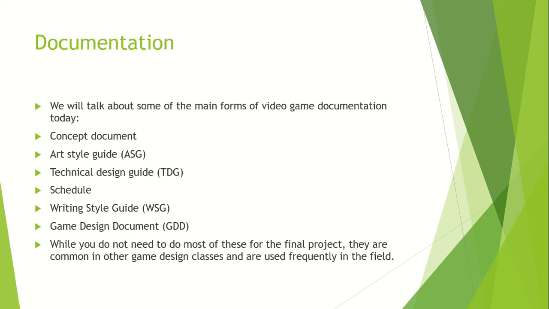So I'm going to talk briefly about some of the main forms of game documentation. Those of you who are in game design have probably heard about concept documents, ASGs, and GDDs. Those are three that we've talked about in that class. The other ones I mentioned on these slides are the technical design guide, the schedule, and the writing style guide. Of those three, two are ones I have you do in game production too. The only one on that list I don't typically have people do in game production is the writing style guide.